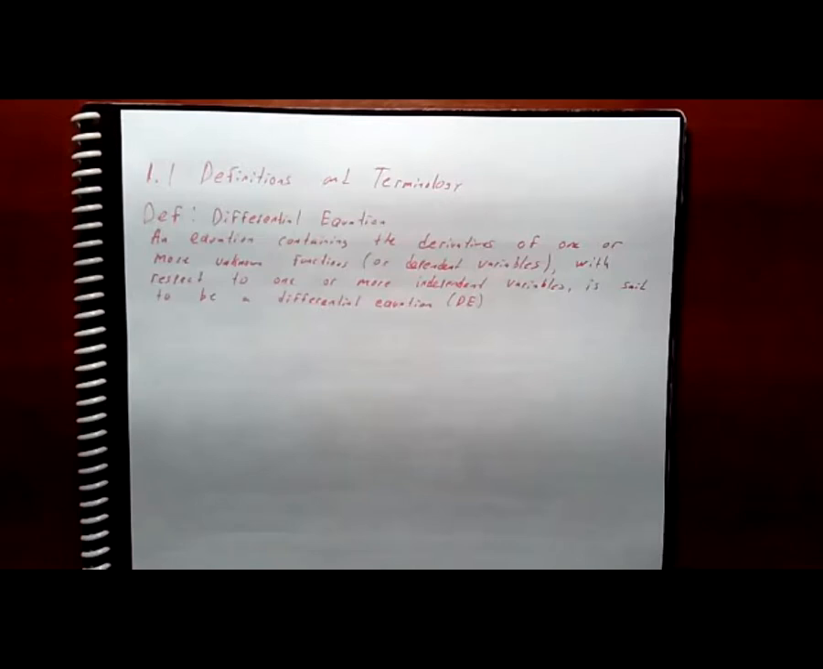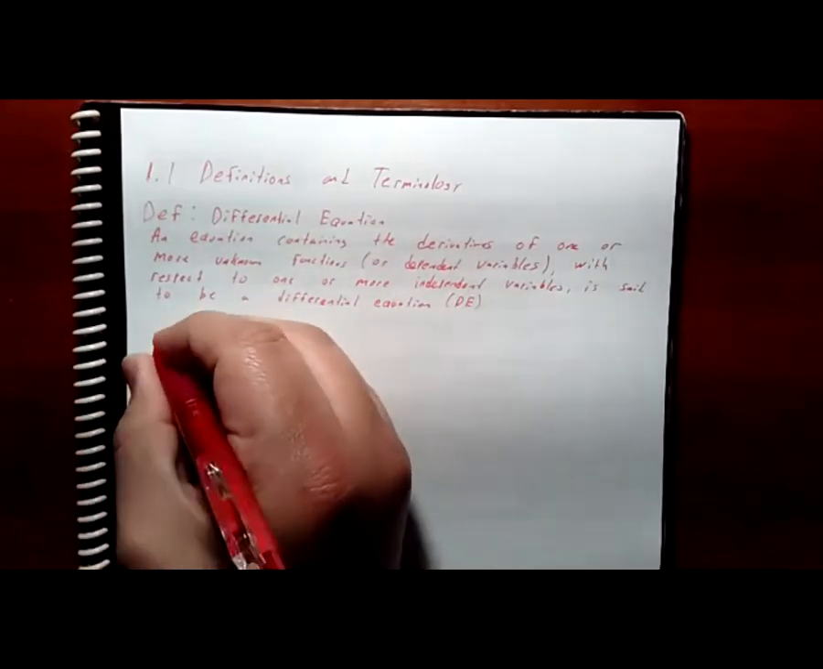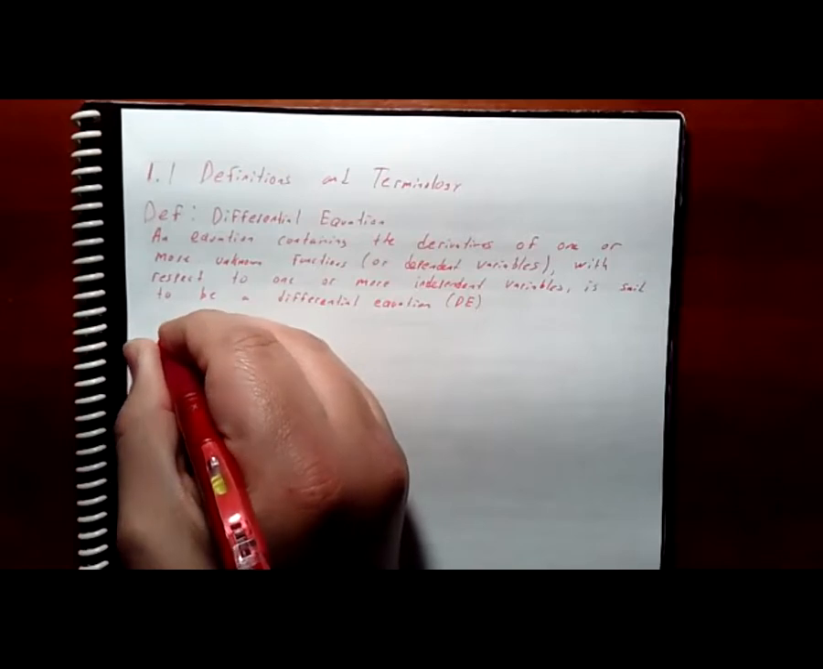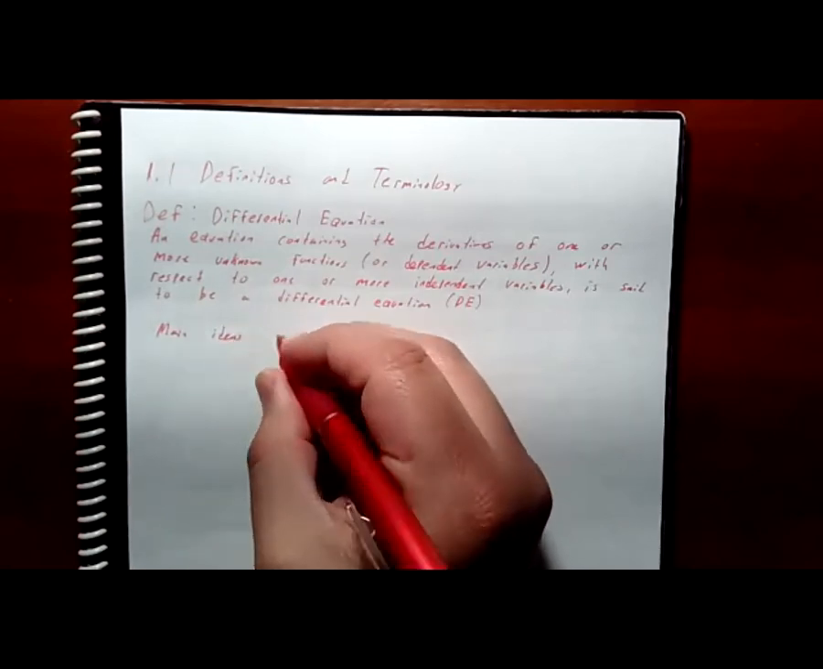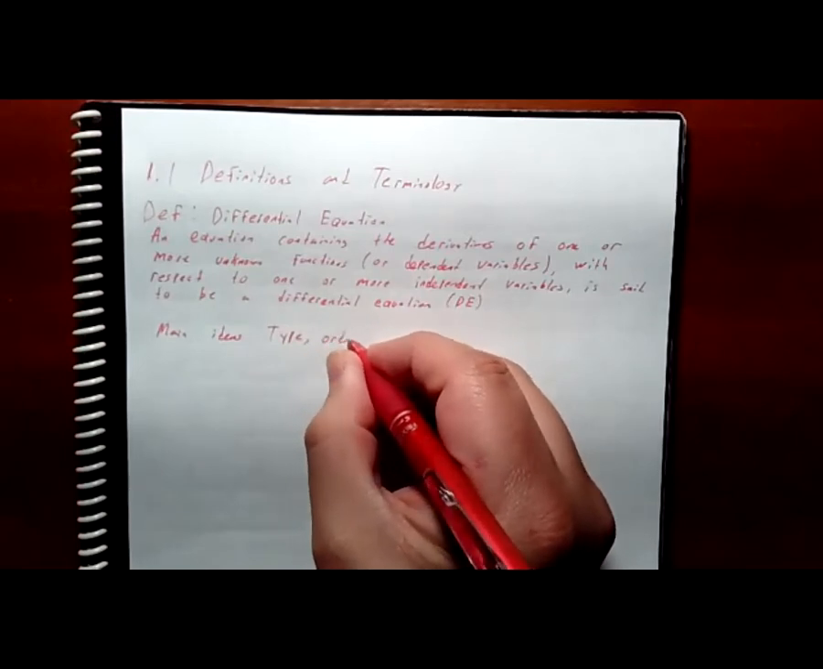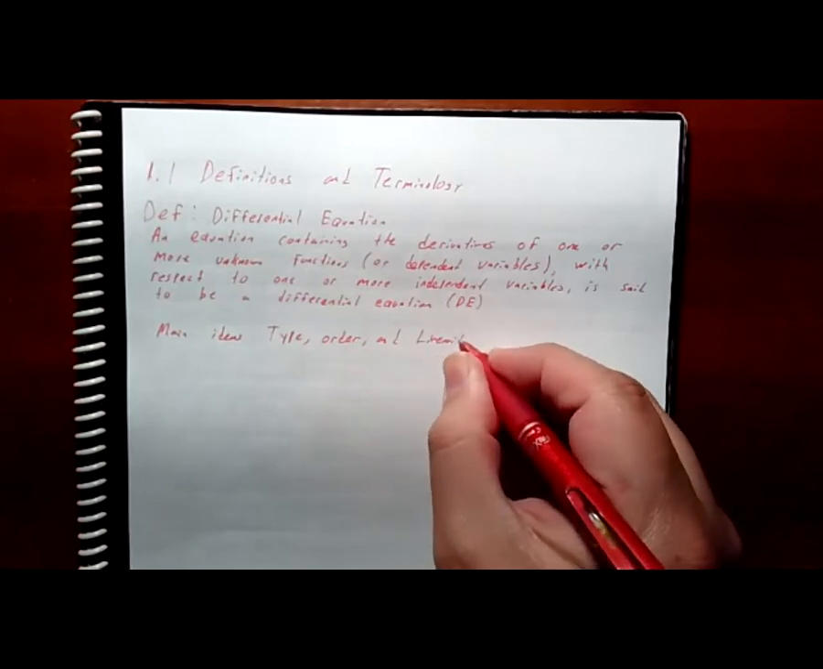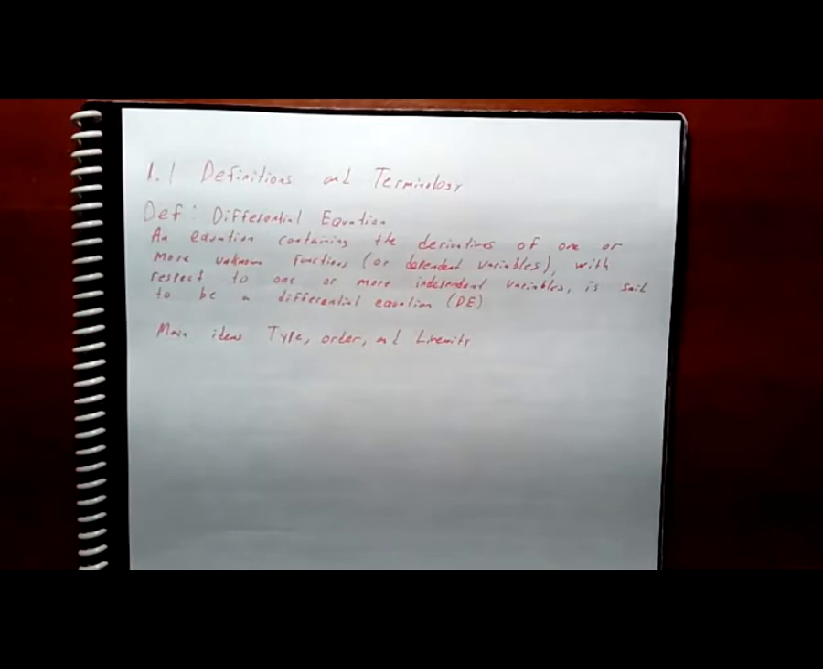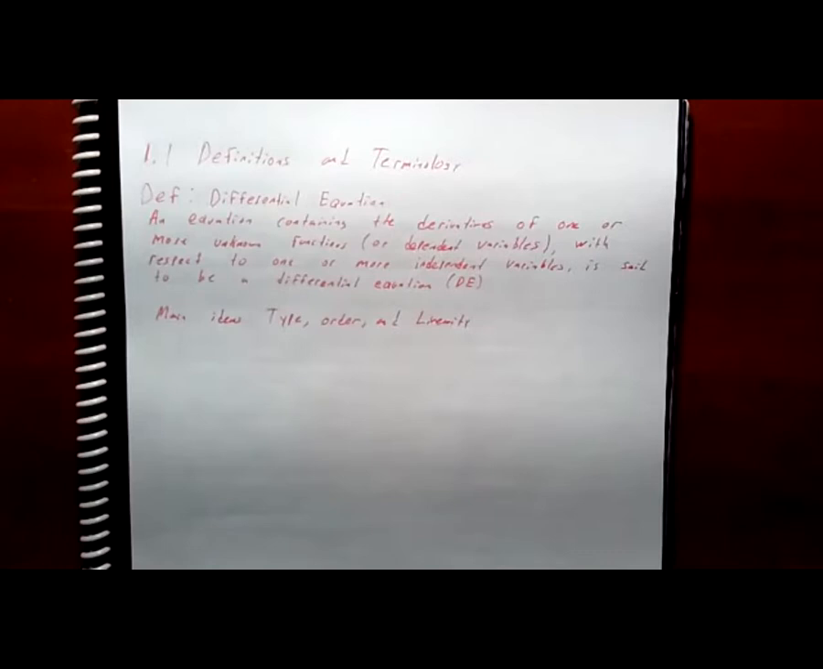Now there's different types. Main thing we need to talk about is the ideas here. It's going to be type, order, and linearity. So in the homework and in the book, they're going to ask, okay, is this a linear differential equation? What type is it? And of what order? So that's going to keep coming up.